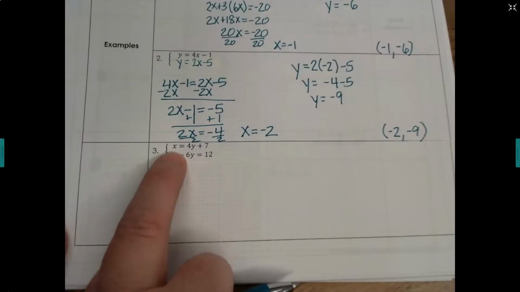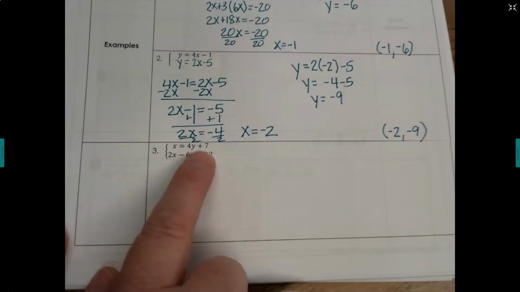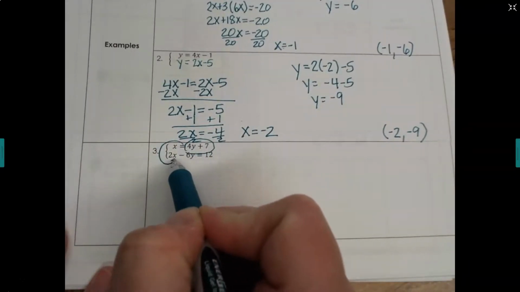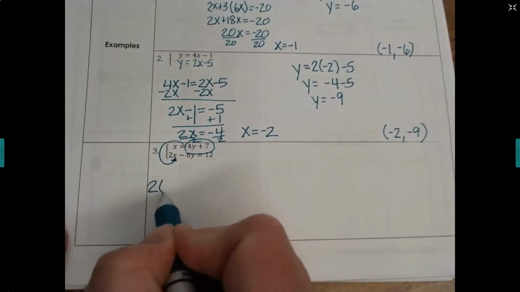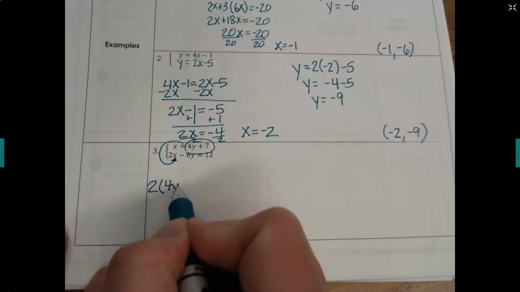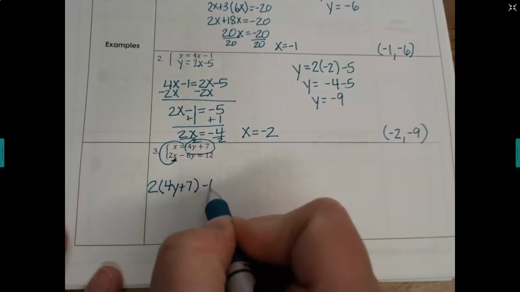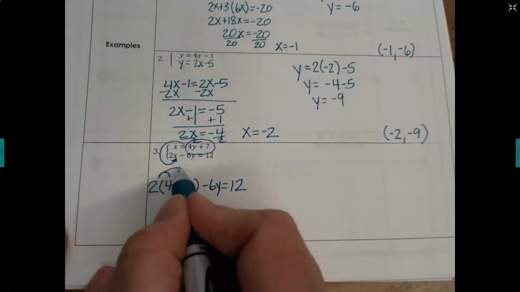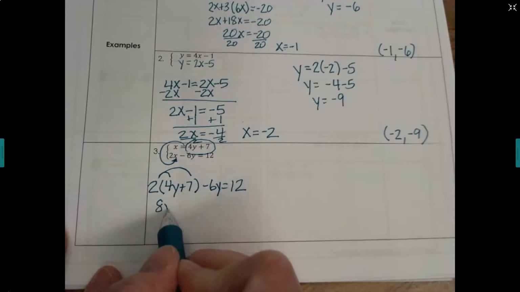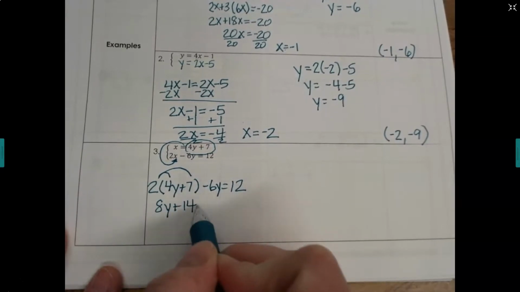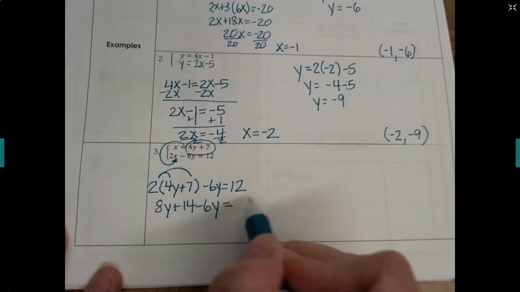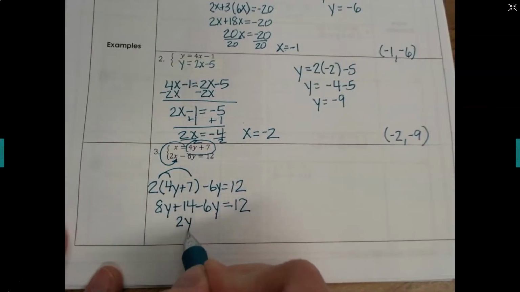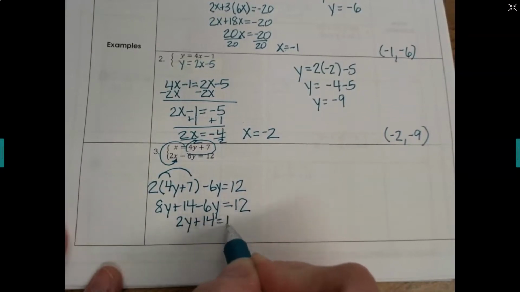This one we have an equation solved for x. That means we're going to place 4y plus 7 in place for the x down below. Right there. So we're going to say 2 times x, where x is 4y plus 7, minus 6y equals 12. And now we're going to distribute, 8y plus 14 minus 6y equals 12. 8 minus 6 is 2y plus 14 equals 12.